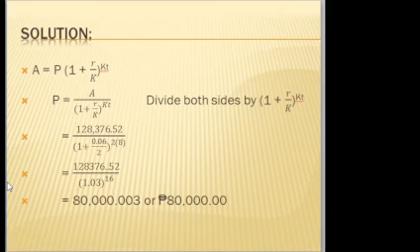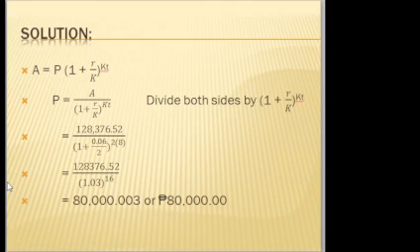So our A here, the future value, is already given, that is 128,376.52 divided by 1 plus 0.06, our rate of interest, divided by 2 because that is compounded semi-annually, to the power of 2 times 8. Because our K, or the periodic rate here, is 2 because that is compounded semi-annually, times 8 because that is 8 years. So we have 128,376.52 divided by 1.03 to the power of 16.